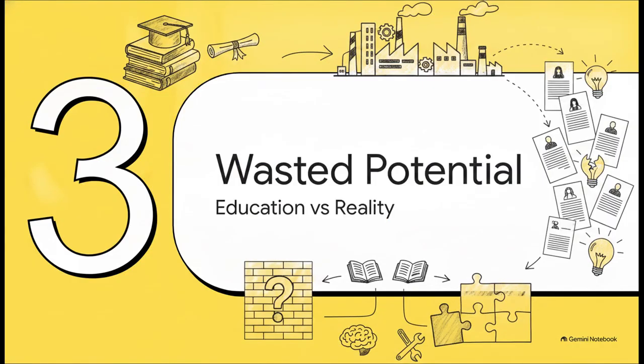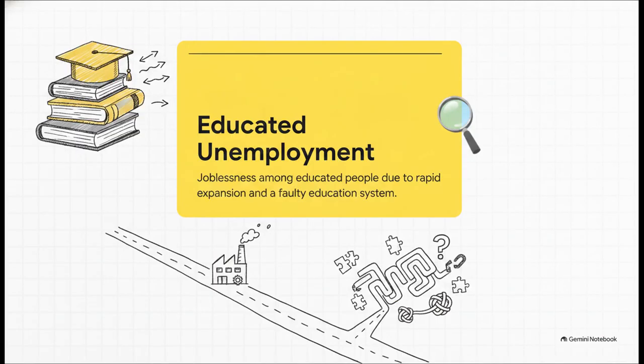Which leads us to layer 3, wasted potential and mismatches. This explores what happens when education and capacity just do not align with reality. So what happens when a developing nation actually manages to educate its workforce, but the economy itself just isn't ready for them? Well, you get educated unemployment.